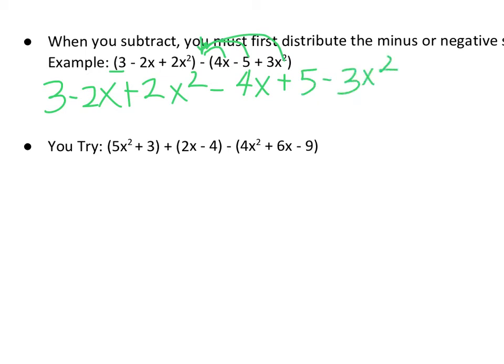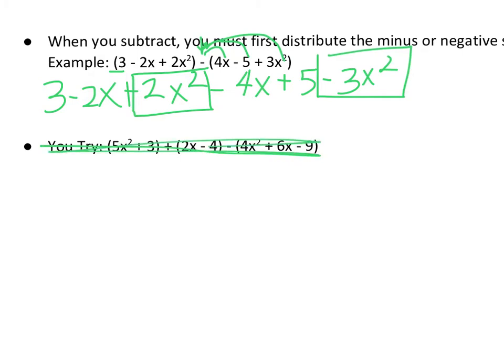So now I'm going to find all of my like terms. So I see here I have x squared. I have 2x squared here. And I have negative 3x squared here. So, yeah, just ignore that. We'll do that one in a minute. Okay, so those are going to combine to give me negative 1x squared, because negative 3 plus positive 2 gives me negative 1.